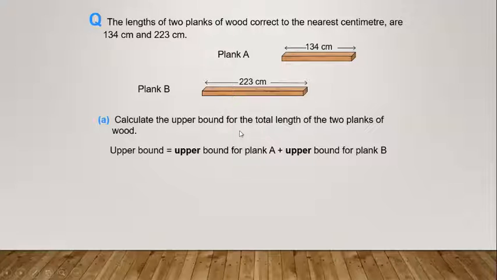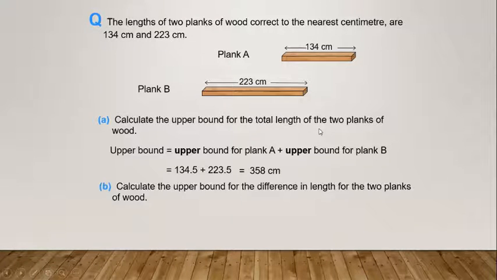So the upper bound of the total length is going to be the upper bound for plank A plus the upper bound for plank B. The upper bound for plank A is going to be 134.5 and the upper bound for plank B is going to be 223.5. So we add them together and here we get the upper bound for the total length, which is 358 centimeters. Got it? Let us take another question.